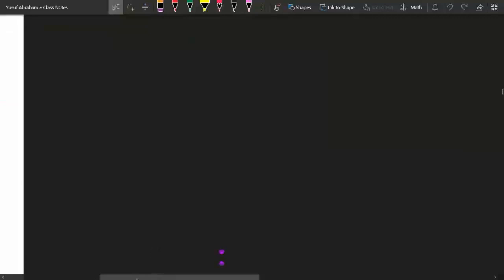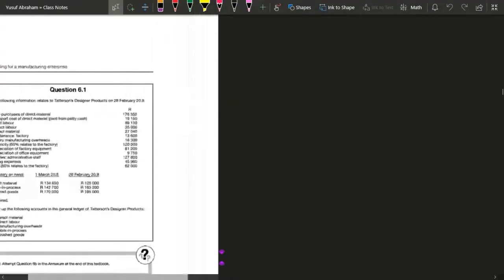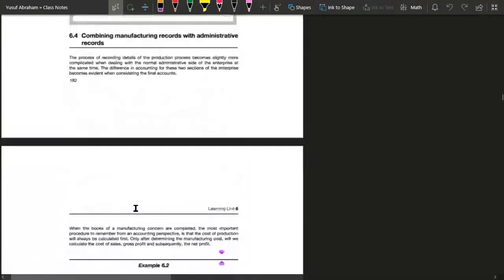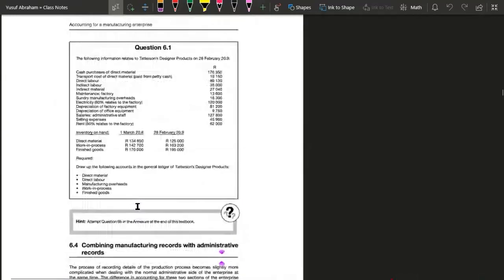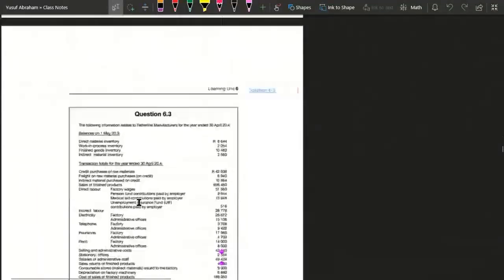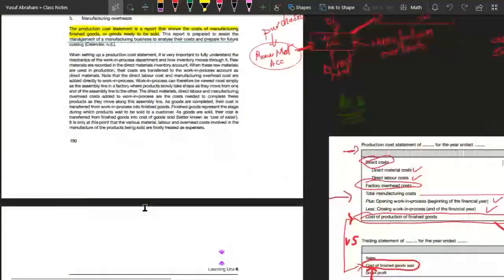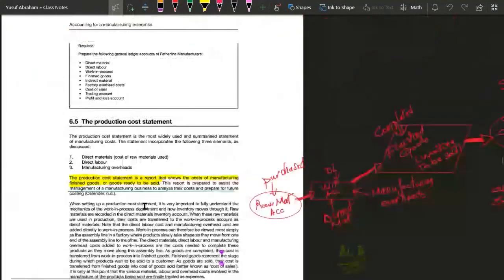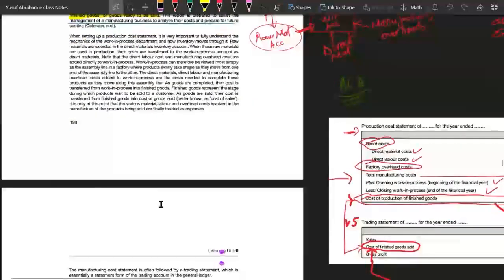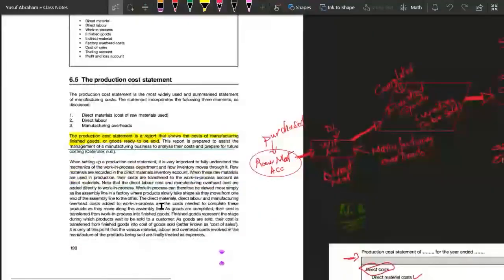So we're going to move to the second part, which is just going to take us about 15 minutes, and then we're going to close, right? There are two kinds of statements that you need to be aware of: the production cost statement, and the trading statement.